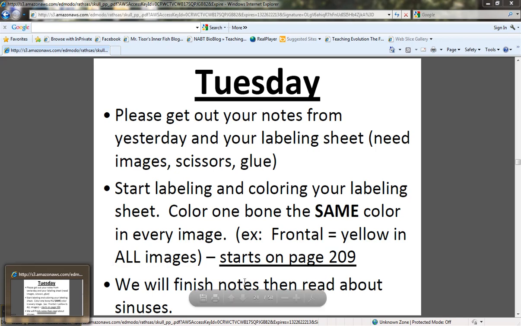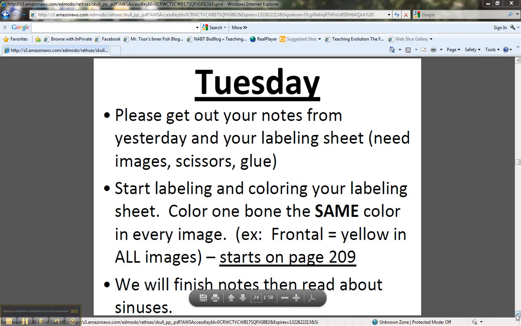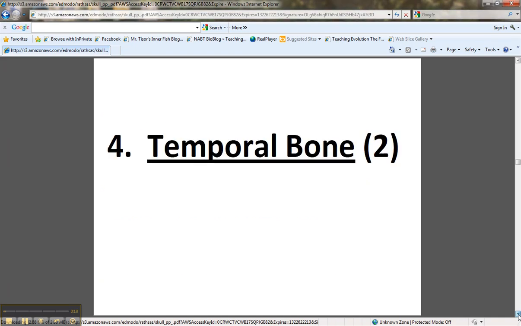Hi, this is specifically for my 6th hour because my video projector failed. So here is some explanation of the notes that you copied in class today.